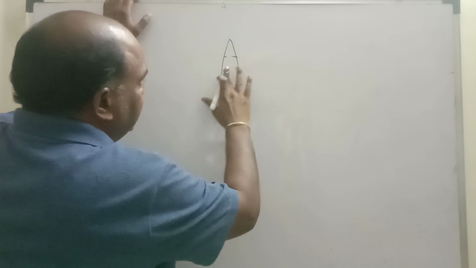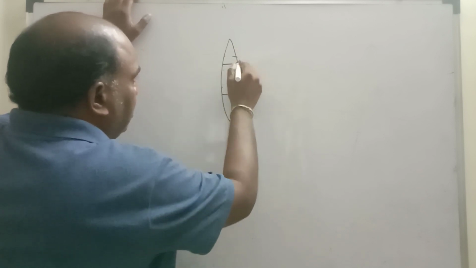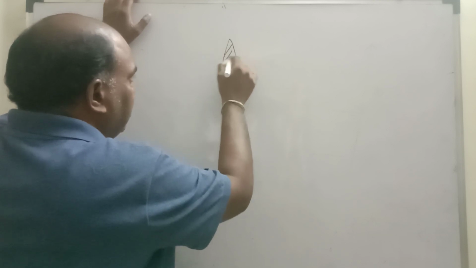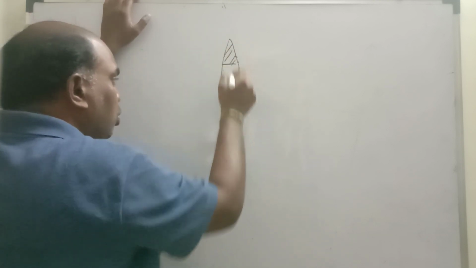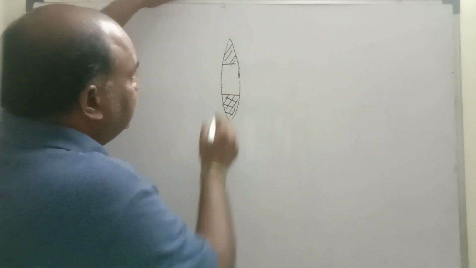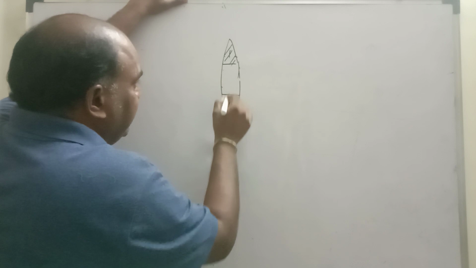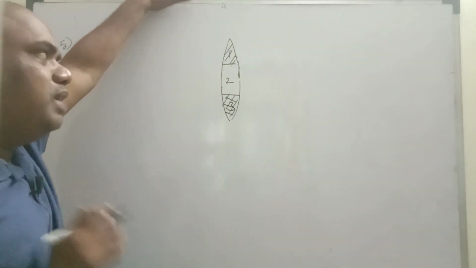A convex lens is made up of 3 different materials. But the condition is that 2 materials have the same refractive index. This is the first material, this is the second material, this is the third material. The first one and the third one have the same refractive index. How many images are formed?